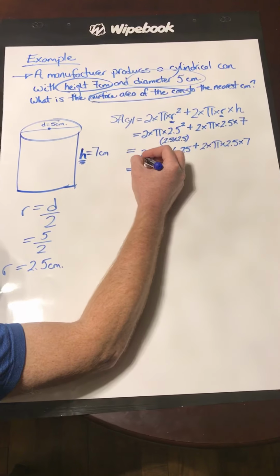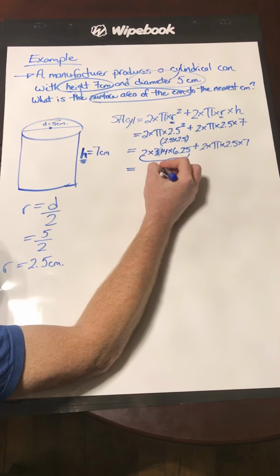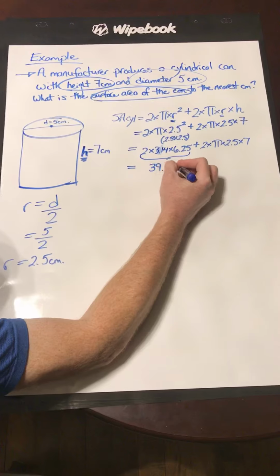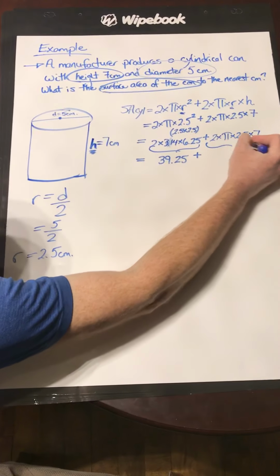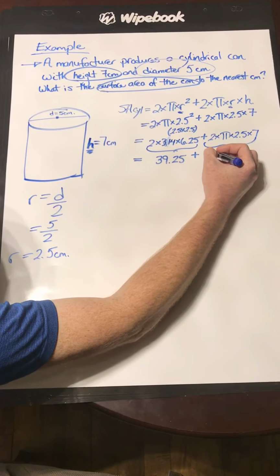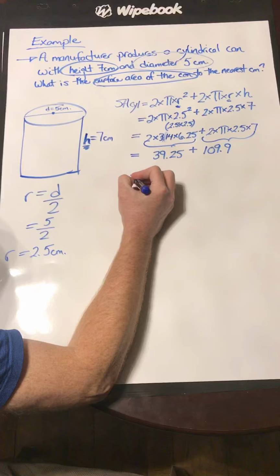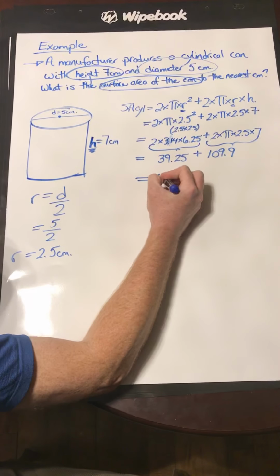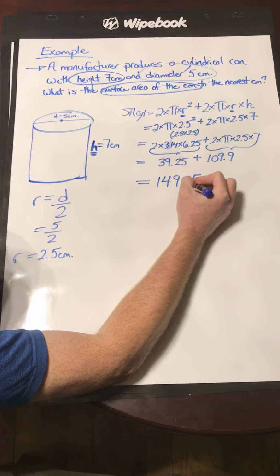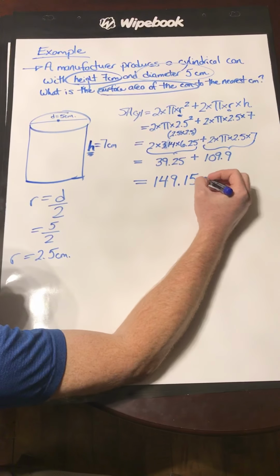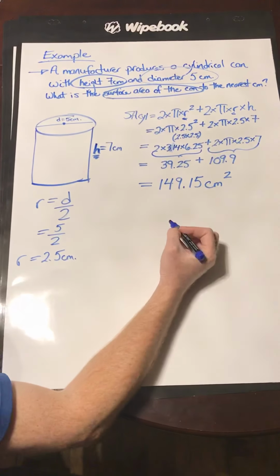So this first part here goes to 39.25 plus the second part here multiplies to 109.9. I add those two together and I have 149.15, and remember it's area, so it's centimeters squared.